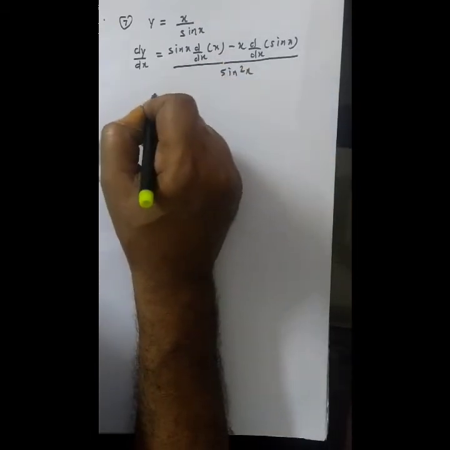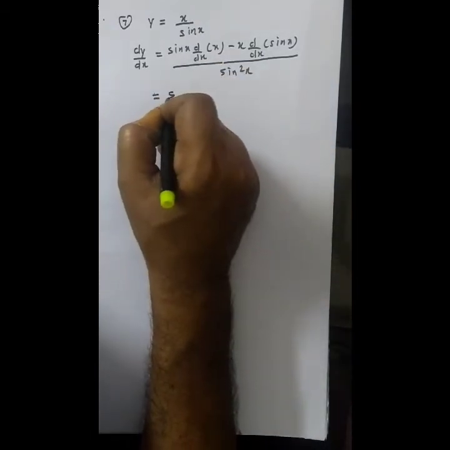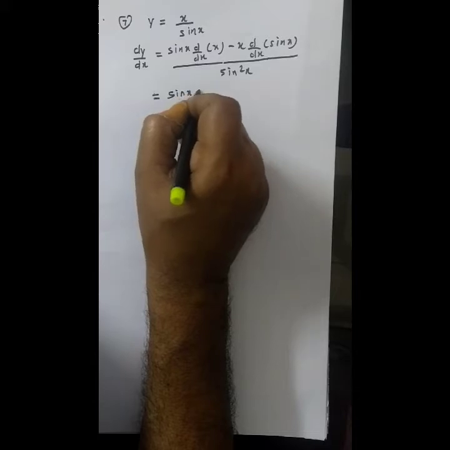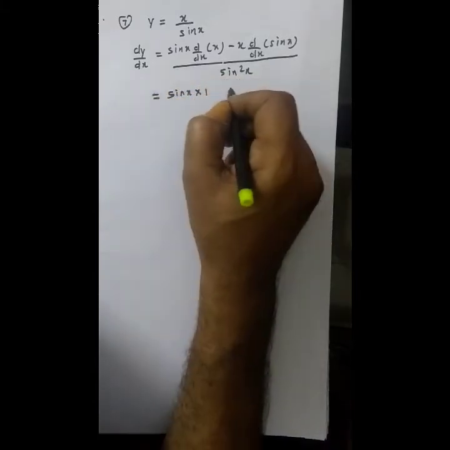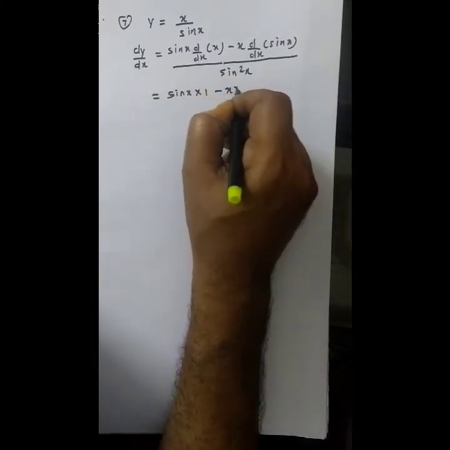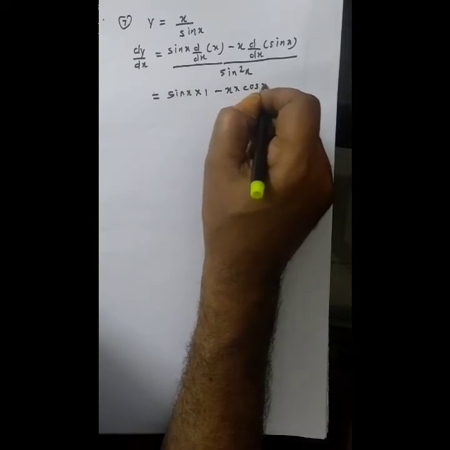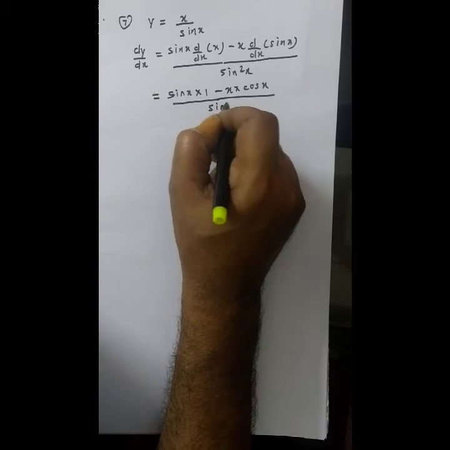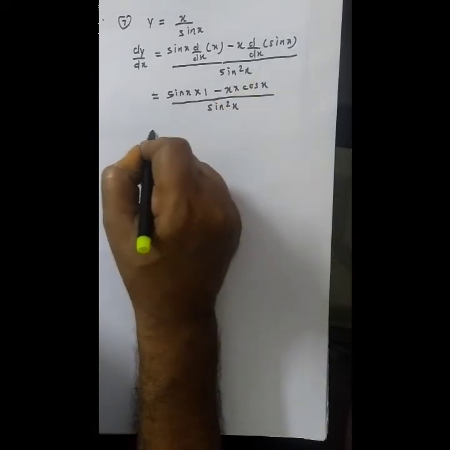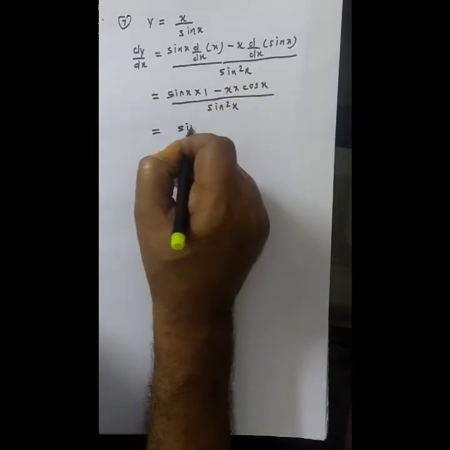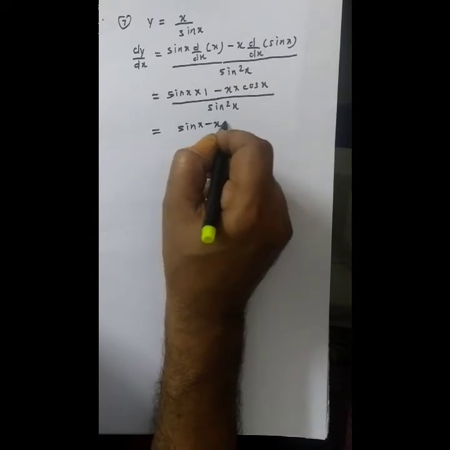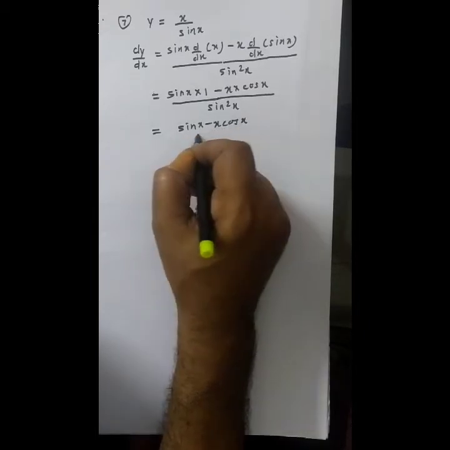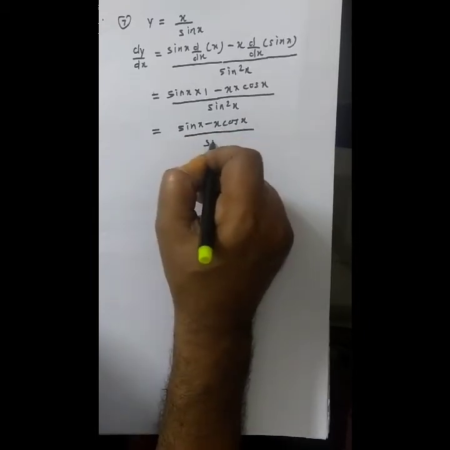Now wherever d by dx is there, you should go on writing derivative. So it is sin x into derivative of x is 1, minus x into derivative of sin x is cos x, whole divided by sin square x. So it is sin x into 1 is sin x minus x cos x, whole divided by sin square x.